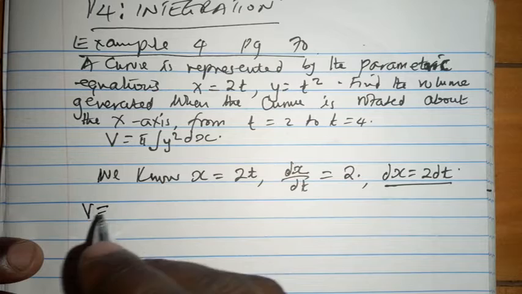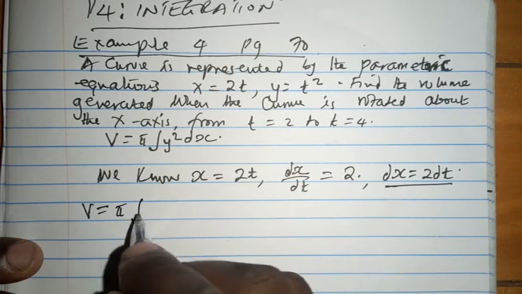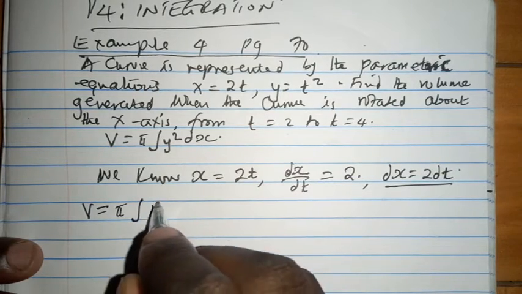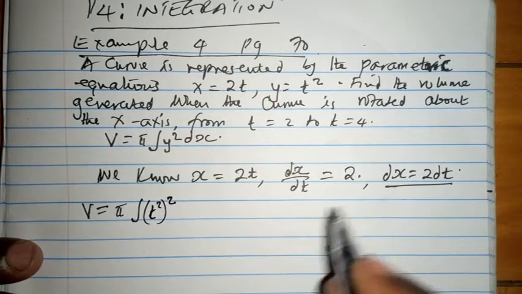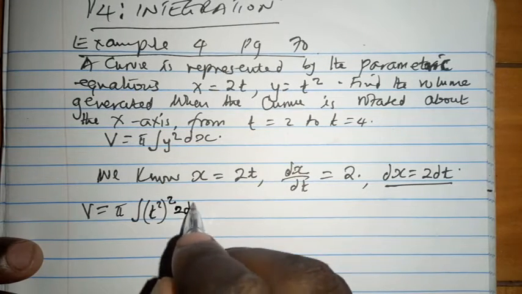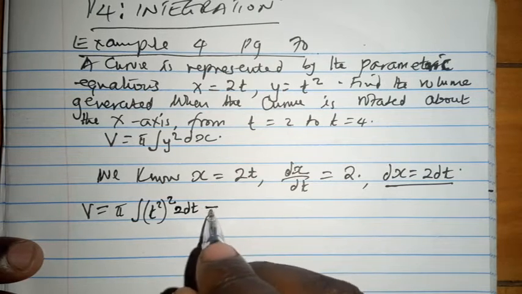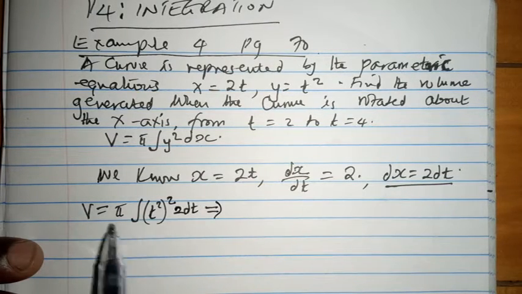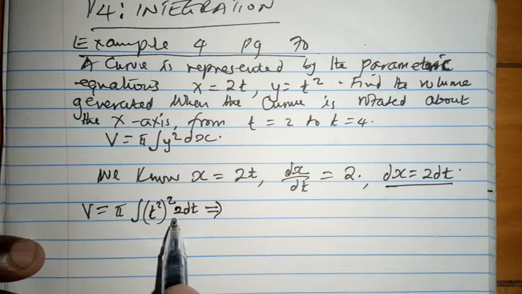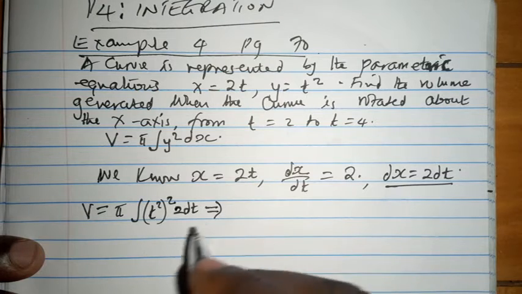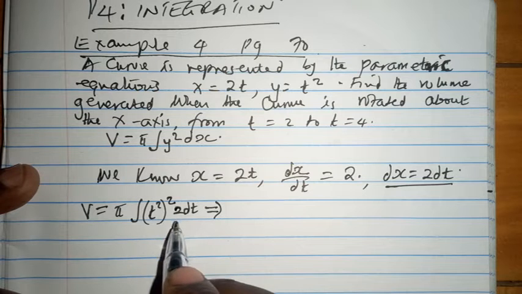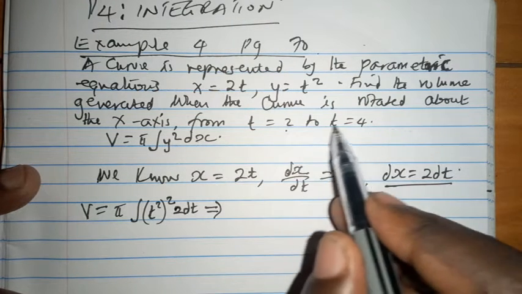Now that we have dx, and y is already in terms of t, we can say the volume is pi, the integral of y squared, which is t squared, then we bring in dx, which is 2 dt. This is the equation we are supposed to integrate, and we can already see within it we have 2, a constant, so we can rearrange that as we bring in the limits of t, because everything is now in terms of t.